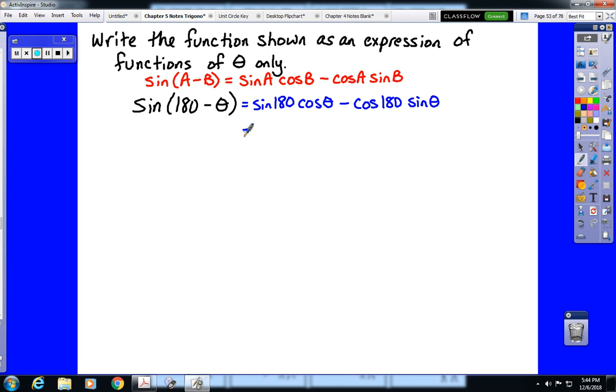Sine of 180 is 0 minus the cosine of 180, which is negative 1, times the sine of theta. Now, we can simplify that a little bit further because 0 times anything is 0. So that term drops out. The two negatives make a positive, and 1 times sine is sine. So this is equivalent to the sine of theta.